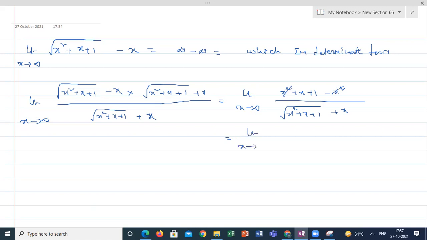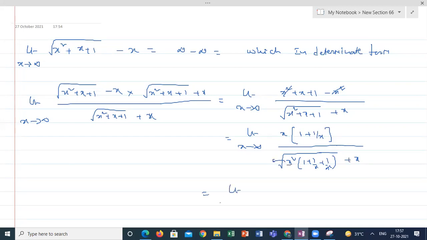Limit x tends to infinity. If I take x common here, I will get 1 plus 1 by x in the numerator. In the denominator, if I take x square common, I will get 1 plus 1 by x plus 1 by x square plus x. And under the root, it is x square; if it comes out, it will be x.